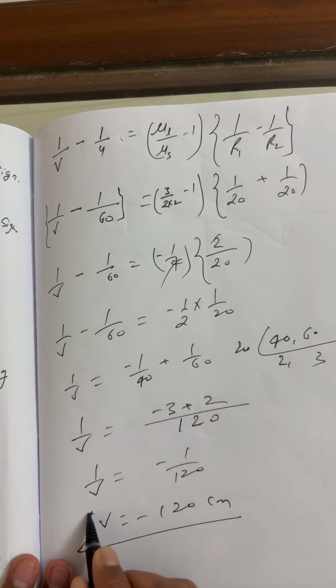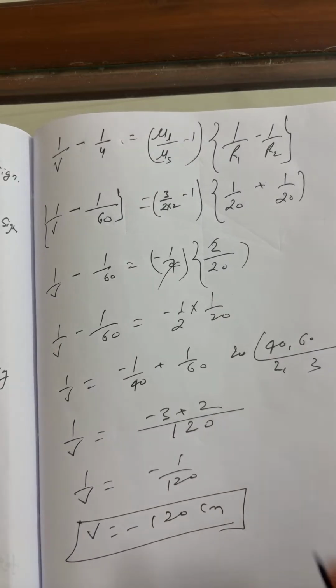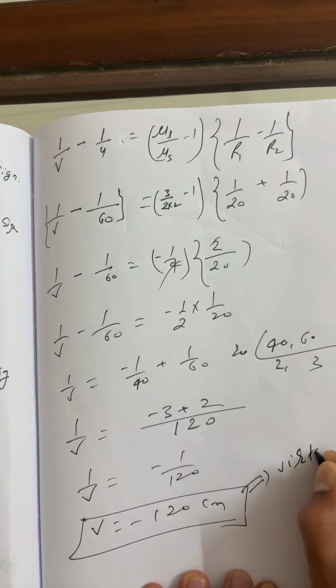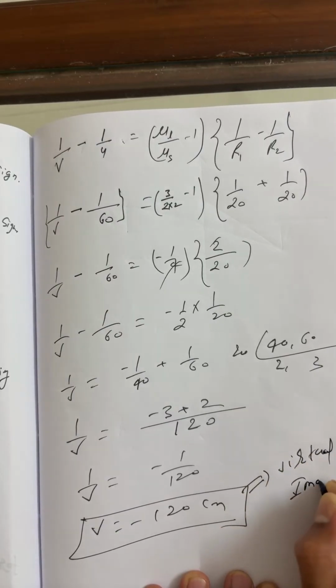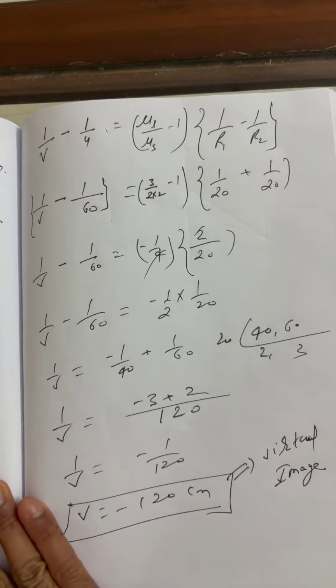So this is the image formed by the lens, and it is not real. We can say it's a virtual image. Keep in mind here, students, this is what you can say, it's a virtual image.